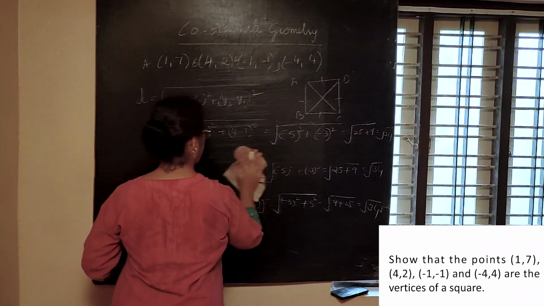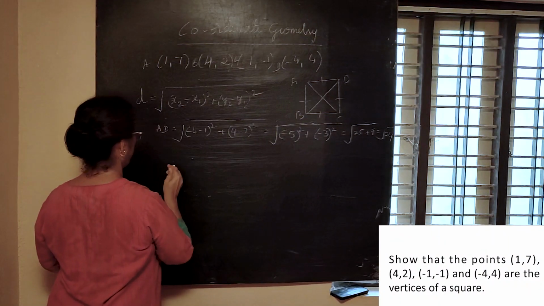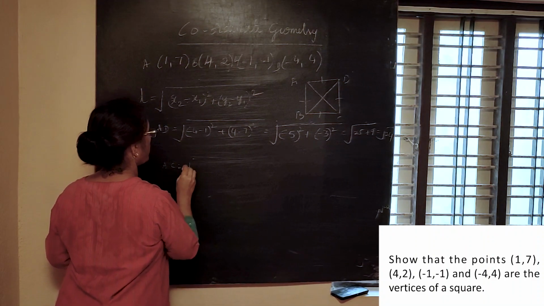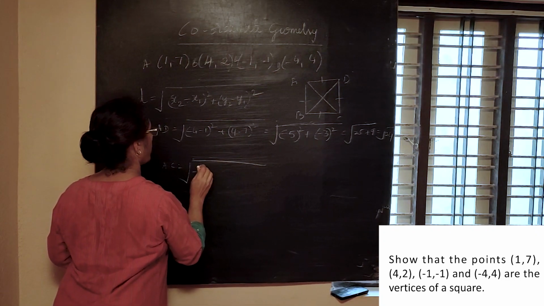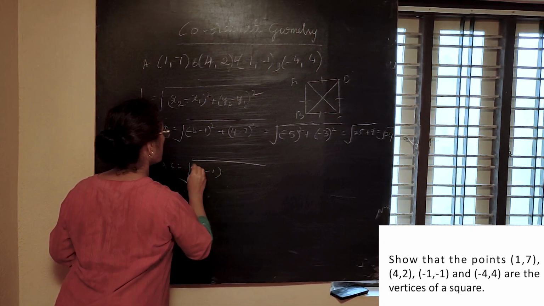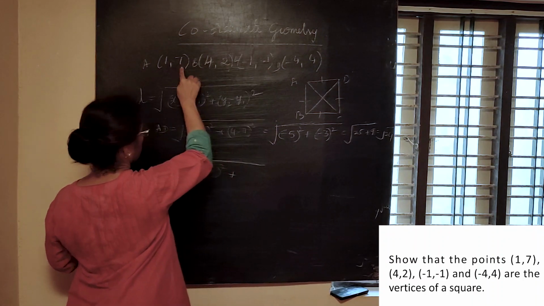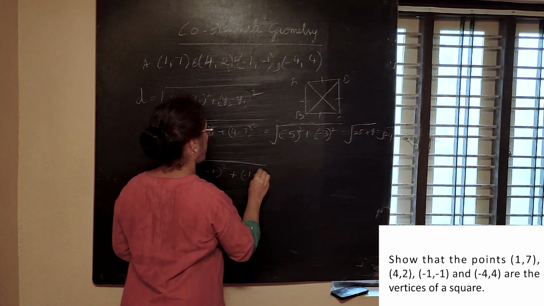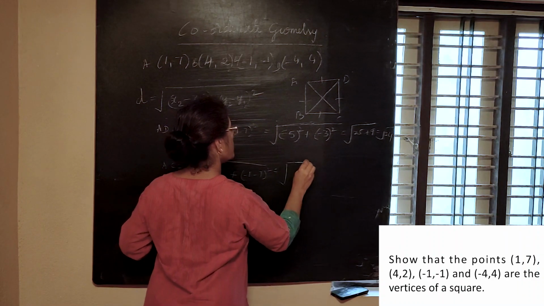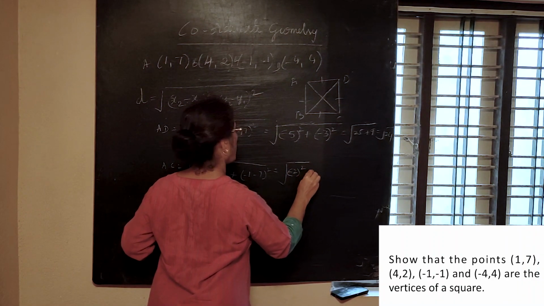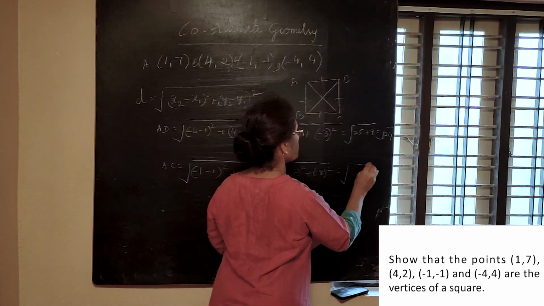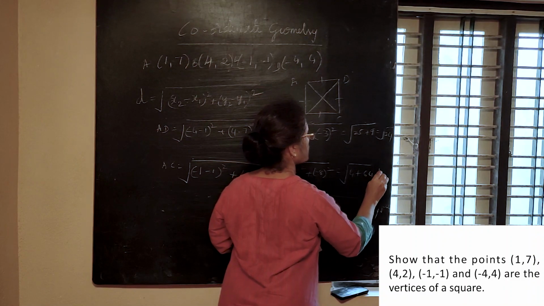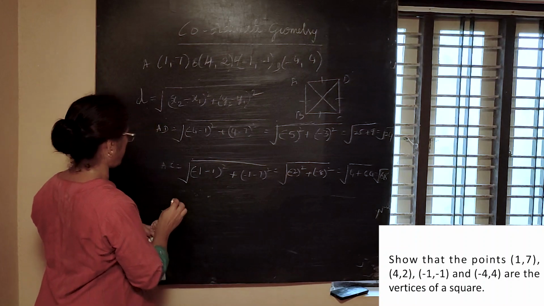So what is AC? AC is equal to square root of the difference of A and C: minus 1 the whole square plus minus 1 minus 7 the whole square, is equal to minus 2 the whole square plus minus 8 the whole square, is equal to 4 plus 64, is equal to square root of 68. AC we found out, let us see BD.